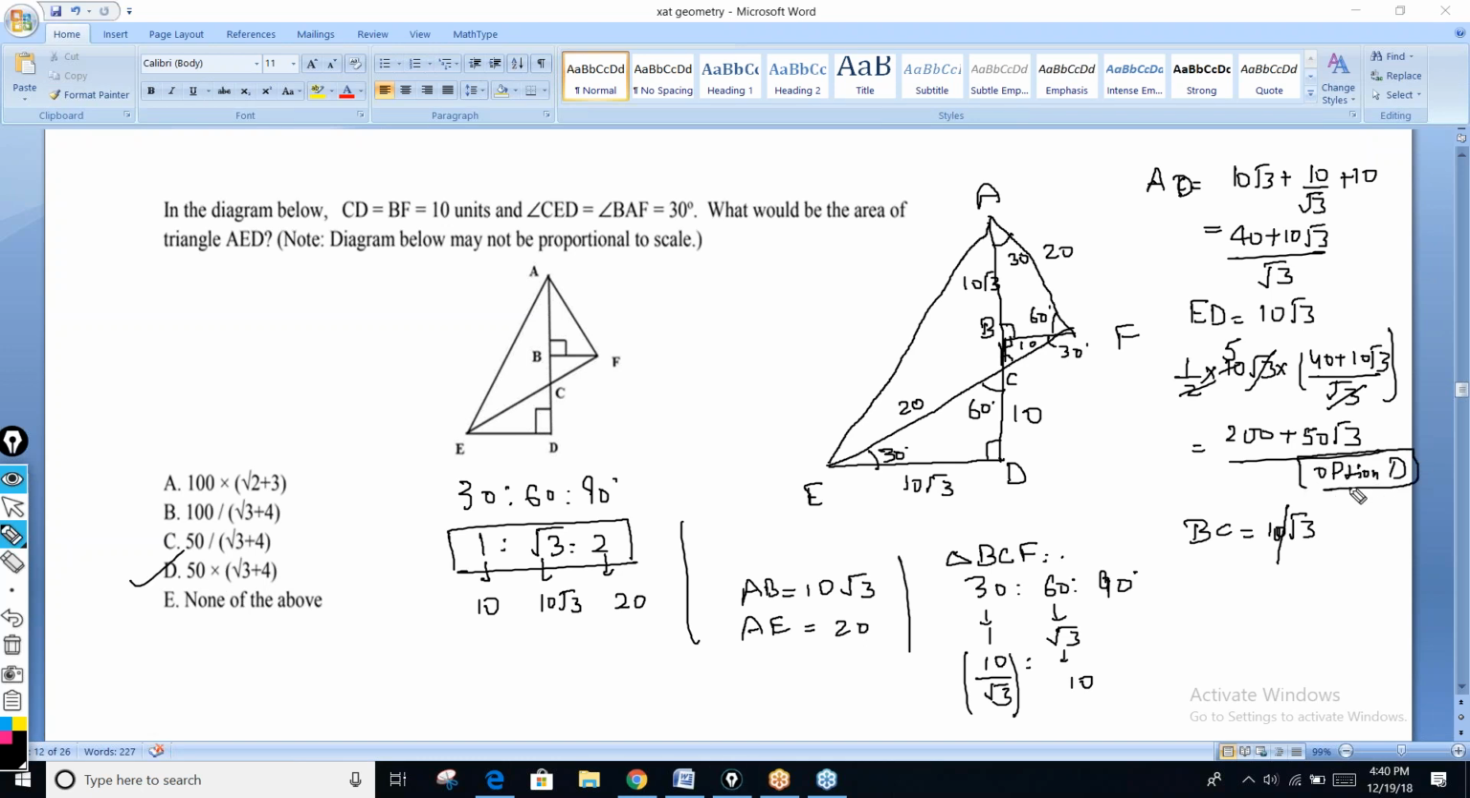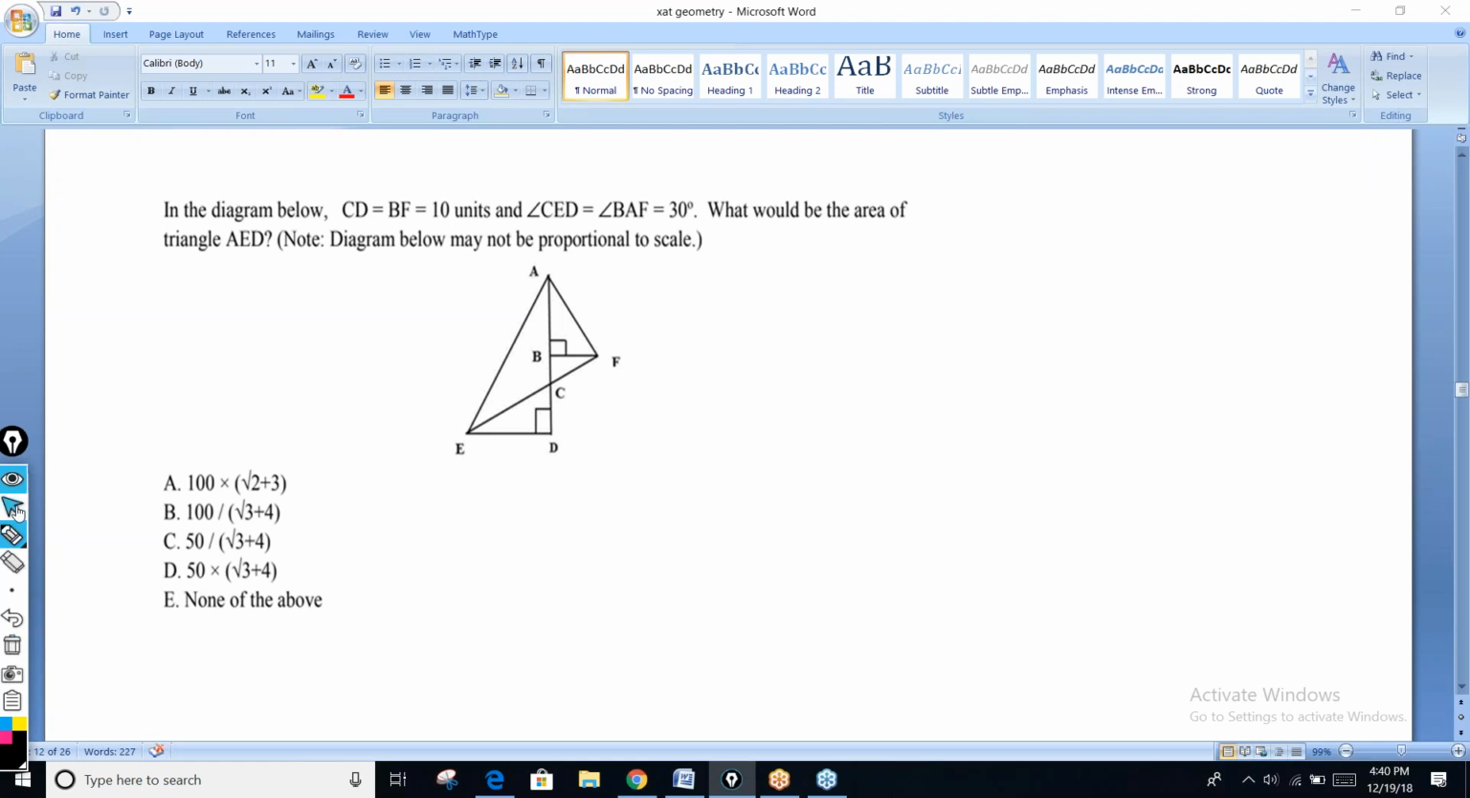Option D is safe. Look closely: that is 50 into root 3, that is 50 root 3 plus 200. That is the answer. So 30, 60, 90, apply it and do it quickly. If you've done geometry earlier in my classes, and if you know the basic concepts, I'm sure you can do this question very quickly. Okay, come to the next one.